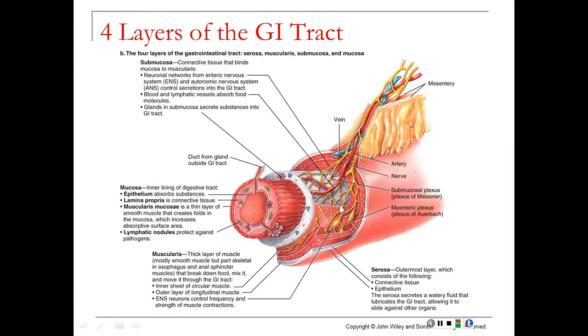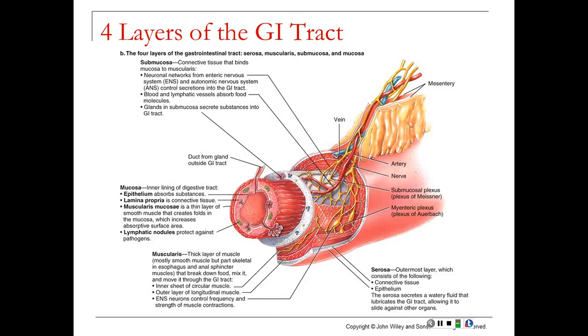Just below this muscularis layer is a layer called the submucosa. The submucosa is a connective tissue layer that's going to bind the mucosa, which is that innermost layer, to the rest of the GI tract structure itself, in other words, to the muscularis.